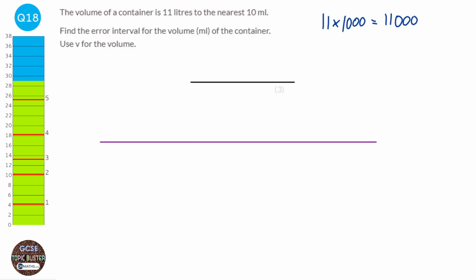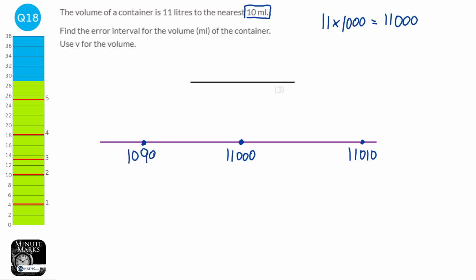And we're going to have the 11,000 in the middle. Now, what would be the next one down if we're looking at to the nearest 10 mil? So we're going to add a 10 mil on, which will be 11,010, and we're going to take the 10 mil away. So 11,000 take away 10 mil will be 10,990.